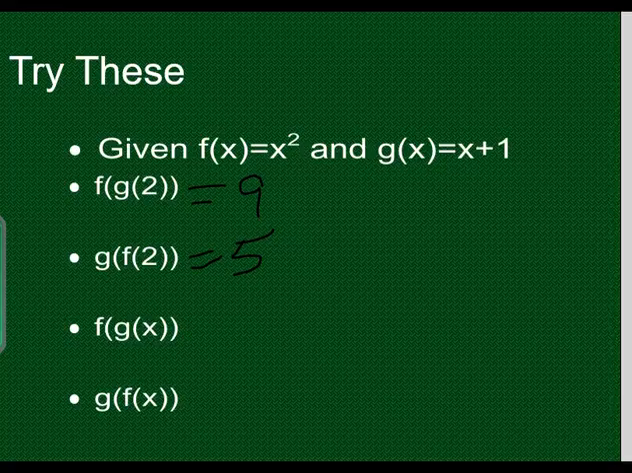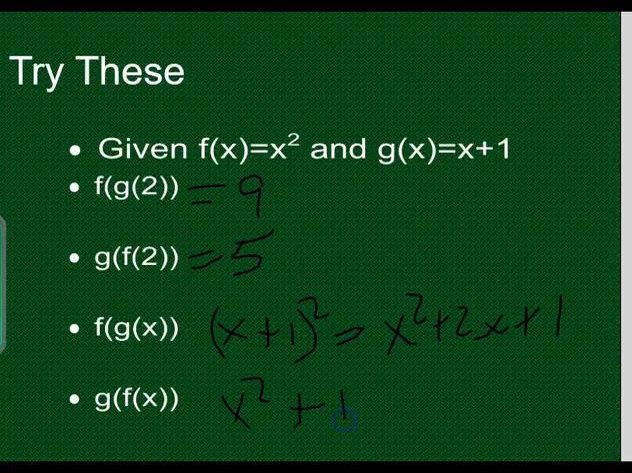About f composed with g of x. F squares something. What's it going to square? X plus 1. Okay. Which would be x squared plus 2x plus 1. How about g composed with f of x? Okay, g takes something and adds 1. What's it going to take? F, x squared, and then add 1. And that's it.